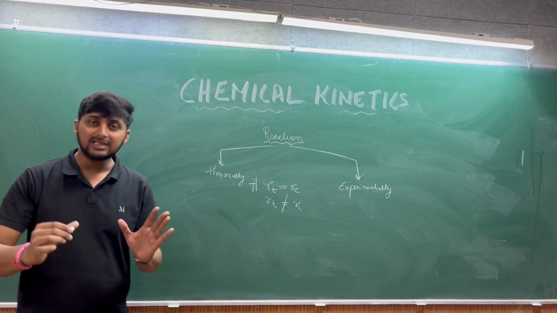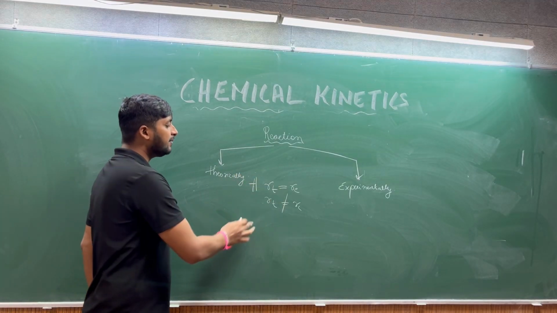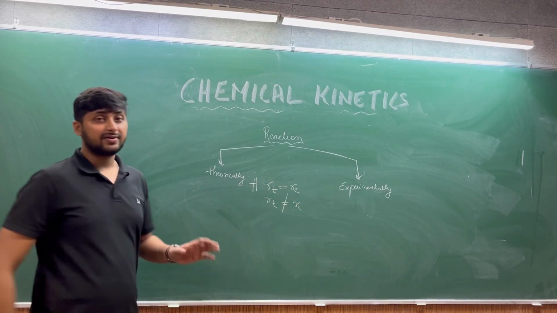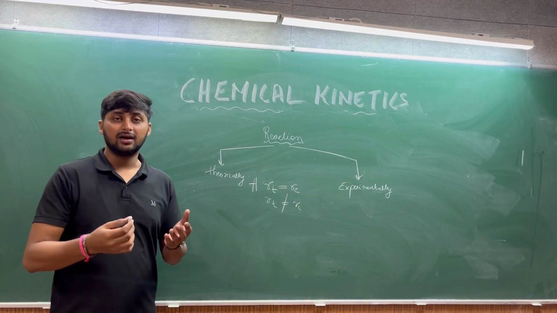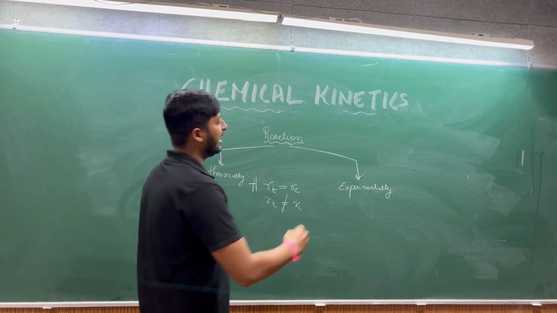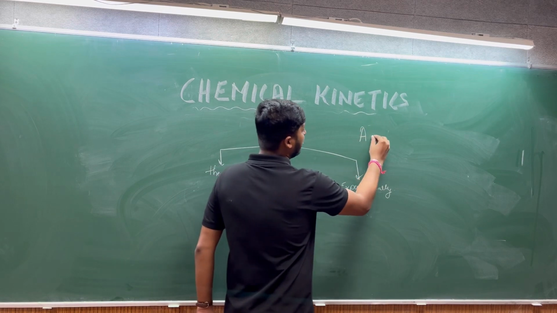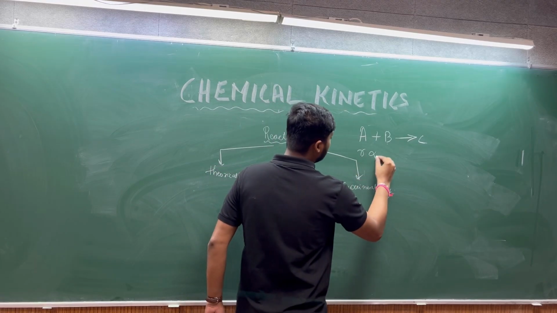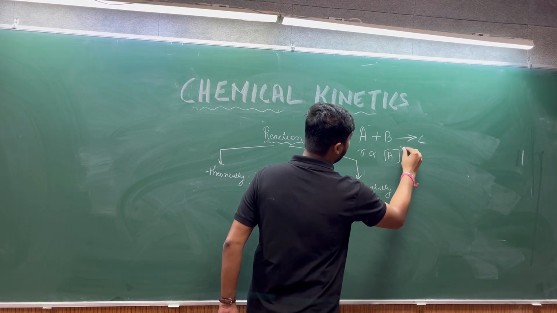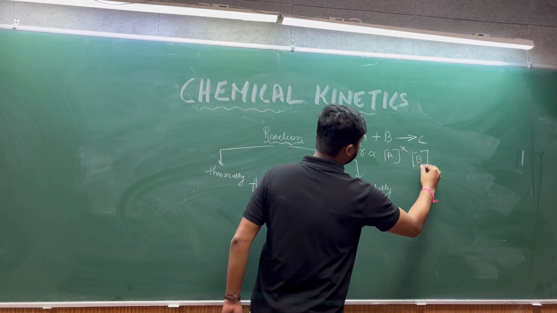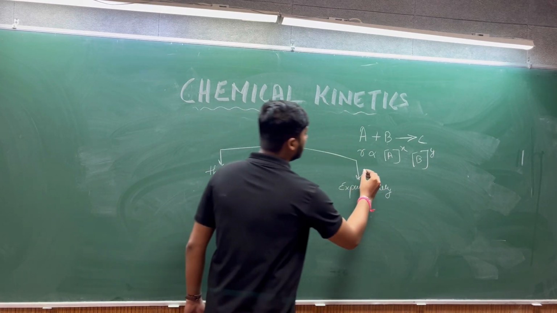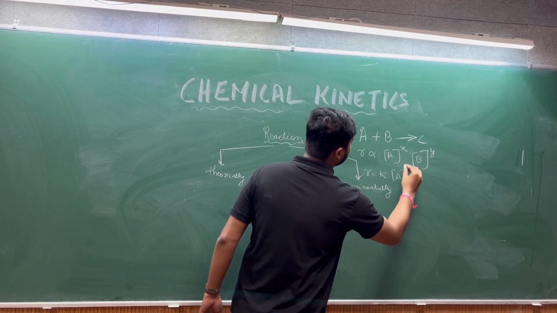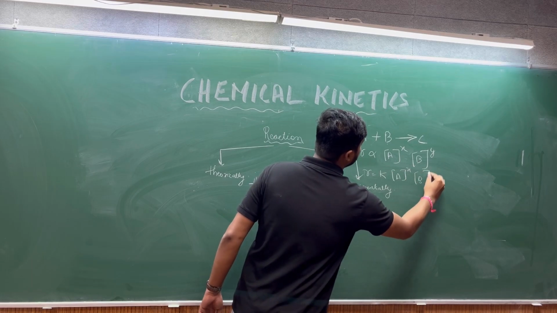So to get a generalized rate equation which will satisfy all the time that theoretical and experimental rate remain equal, we need a different rate law, and that is given as, for example, a reaction A plus B goes to C, then rate will be proportional to concentration of A raised to the power x into concentration of B raised to the power y. So R, or the rate, will be equal to K times concentration of A to the power x, concentration of B to the power y.